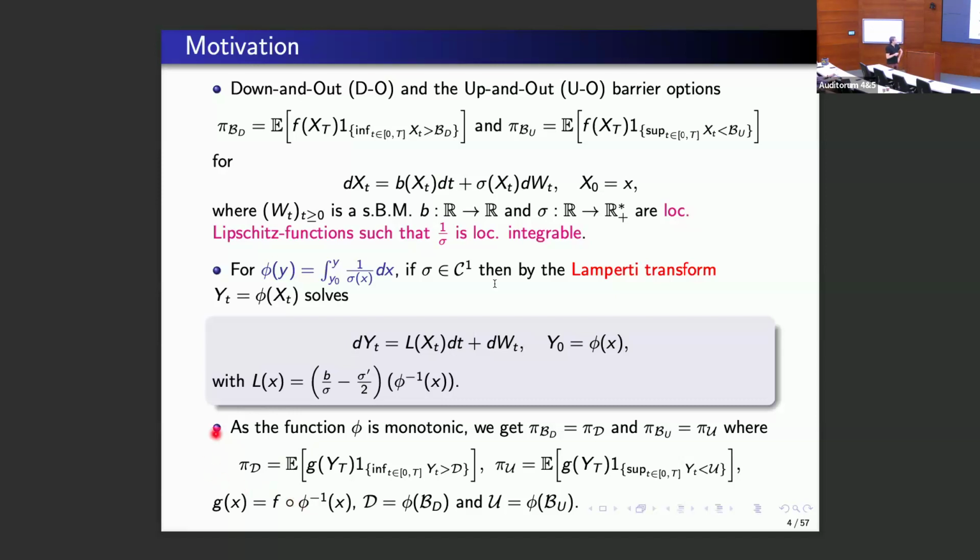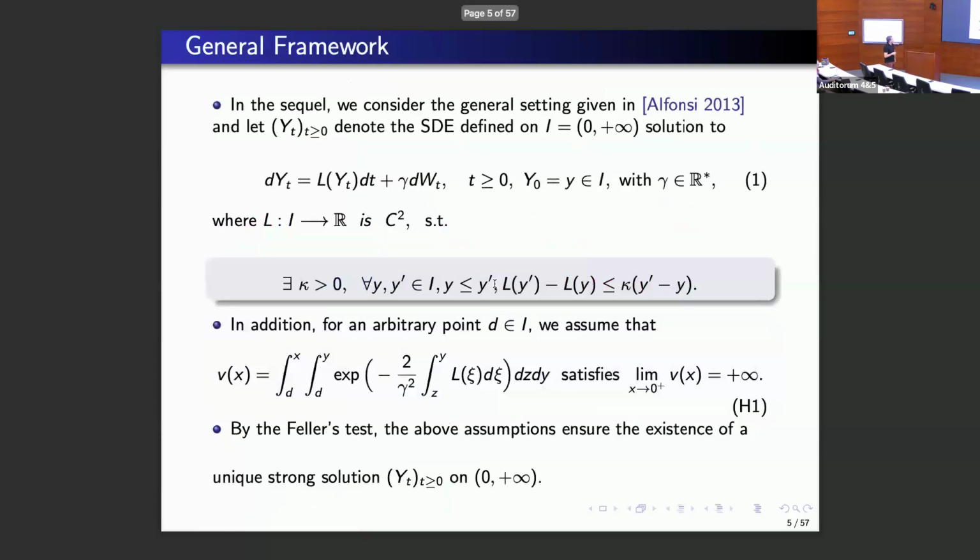So once I did my Lamperti transformation, the initial problem may be reformulated as follows. We are working on the Lamperti space. And so the running infimum and the running maximum are now on the Lamperti diffusion. So of course you have to change your payoff, but you are still dealing with barrier type options.